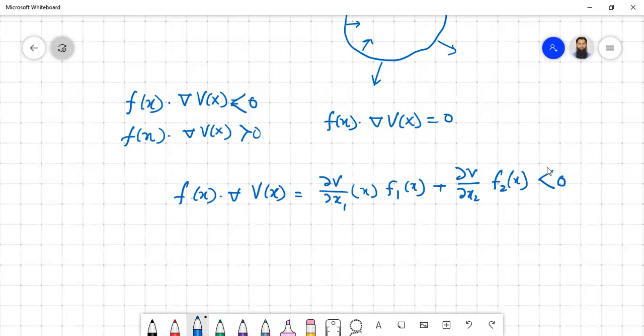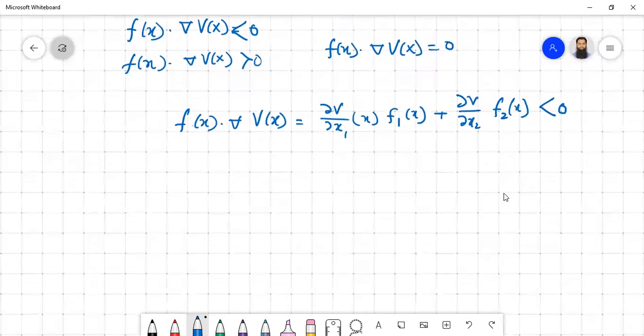So we actually have to apply this condition to figure out what is happening, whether we have any limit cycle or not. Let us apply this on one of the examples from your chapter, from Khalil's book.